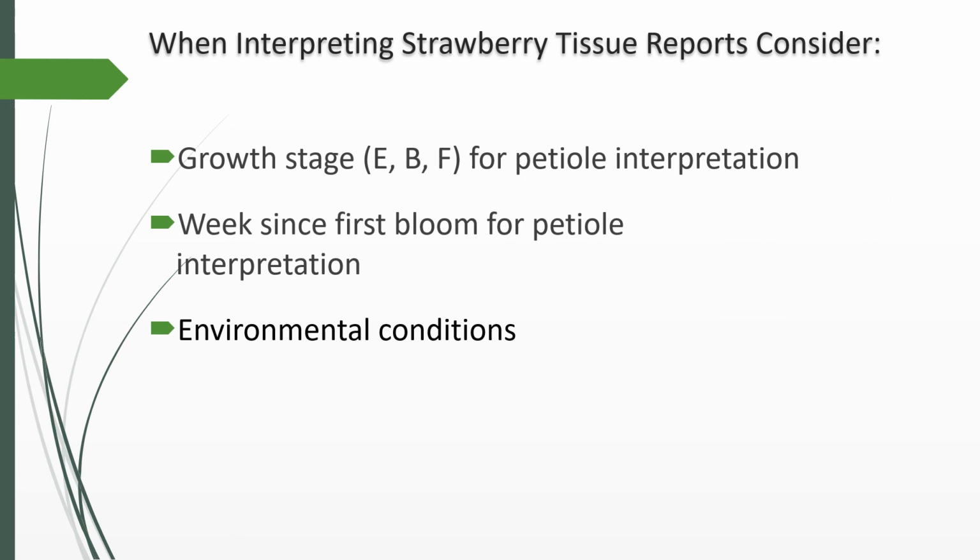In conclusion, interpretation of a tissue report requires understanding several key factors that affect the results. Some key points to remember are properly label the growth stage, whether that is early, bloom, or fruit, for proper petiole interpretation. Also remember to label properly the week since first bloom for petiole interpretation to be accurate. Always be aware of the environmental conditions and how this could affect nutrient uptake and what kind of deficiency symptoms could occur.